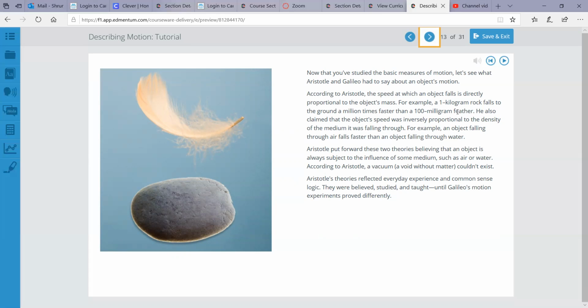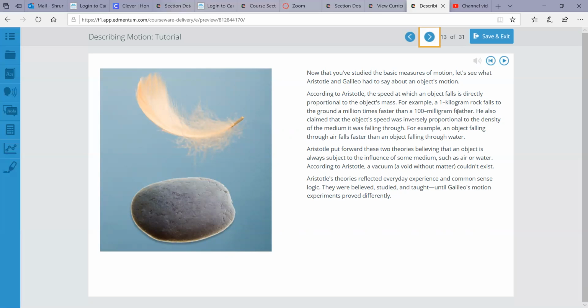Aristotle put forward these two theories, believing that an object is always subject to the influence of some medium, such as air or water. According to Aristotle, a vacuum, a void without matter, that's what that means, couldn't exist. So, with these two theories, a vacuum couldn't exist. His theories reflected everyday experience and a sort of common sense logic to it. Like there's some intuition involved.